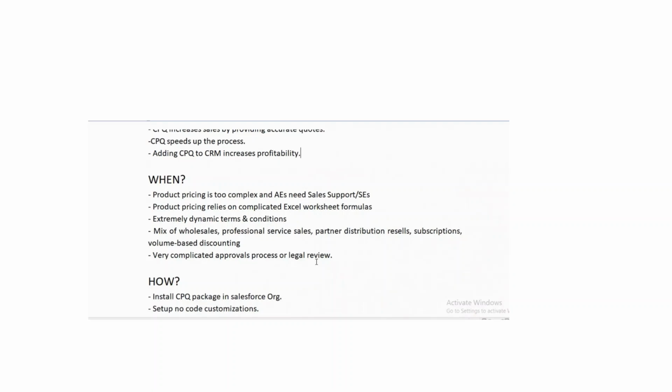Next, when product pricing relies on complicated Excel worksheet formulas. As we just discussed, if every pricing is relying on worksheets, we can automate that in our system and it will be very helpful for us. Also, if there are extremely dynamic terms and conditions. This comes because CPQ also gives us the options of quote generation, document generation, automating everything, the terms and conditions, and a lot of extra features which can be used.